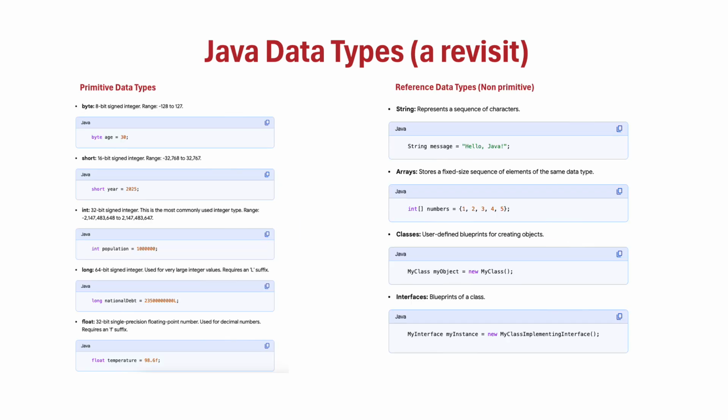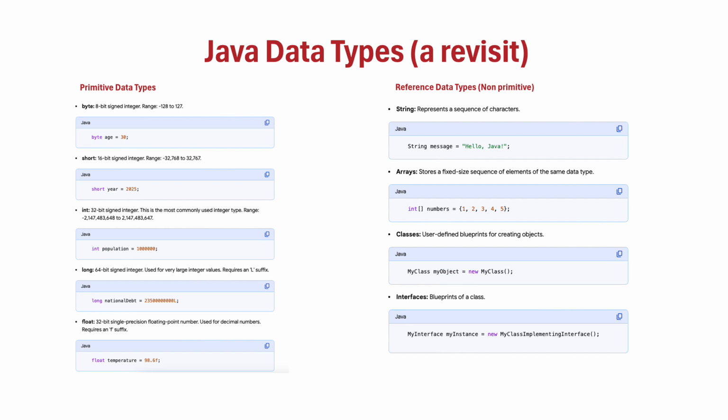Now let's revisit data types. Java has categorically two different data types. One is primitive, which we all know: byte, short, integer, long, float, double. Similarly, there are reference data types which are non-primitive: string, arrays, generally any classes, user-defined classes, and interfaces. All these are the reference data types.